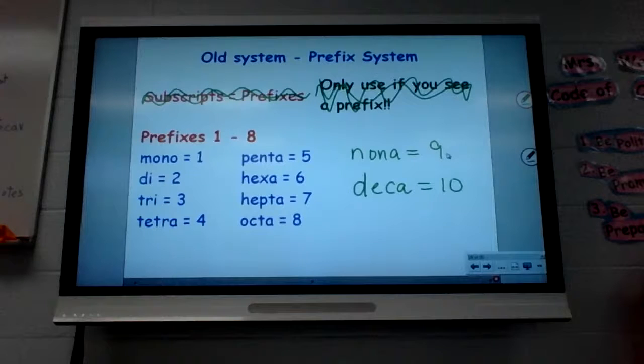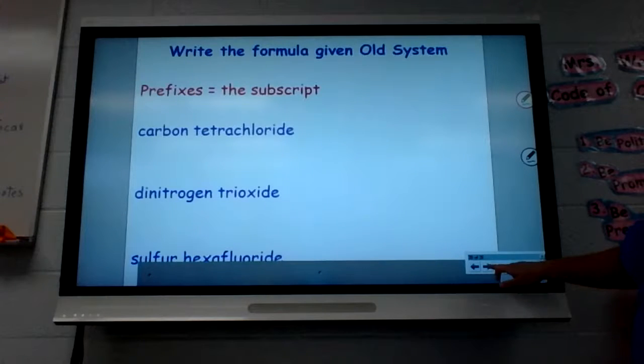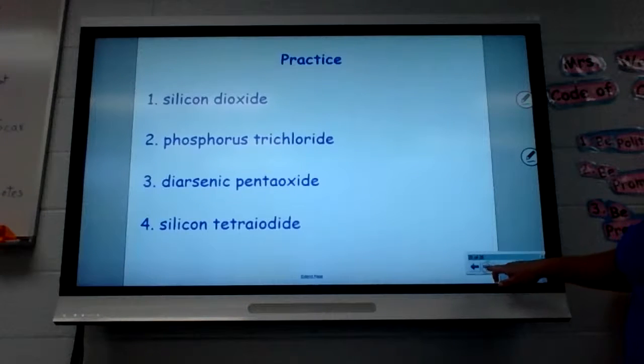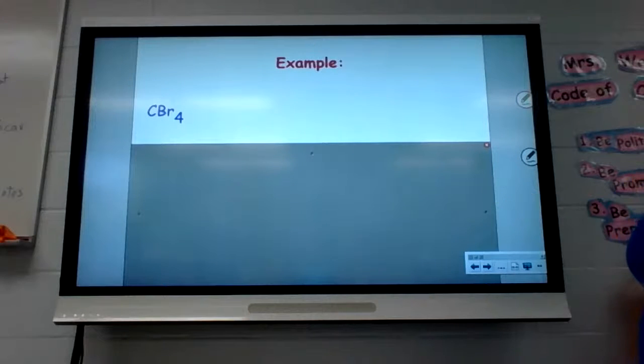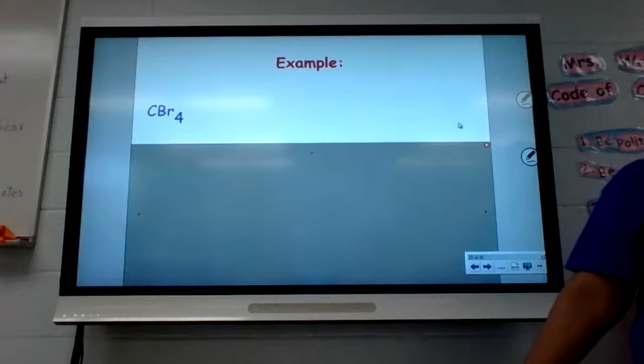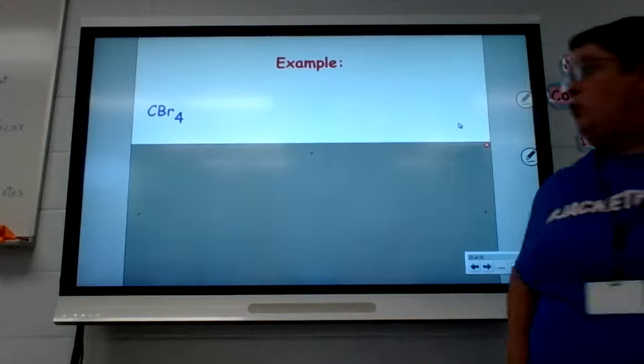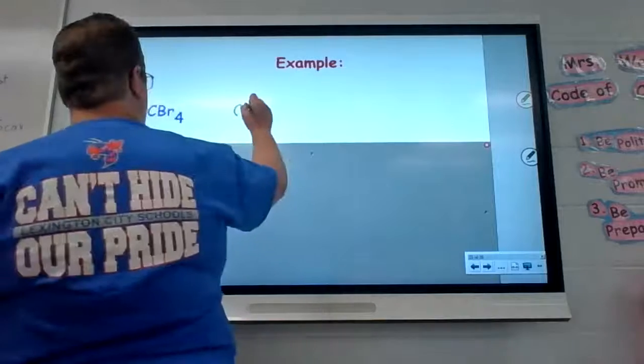All right, so let's say that we want to write the name for this one. How many C's are there? So are we going to put a prefix on the C? No. So we're just going to write carbon.